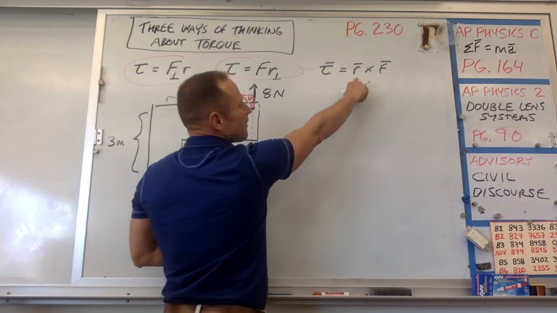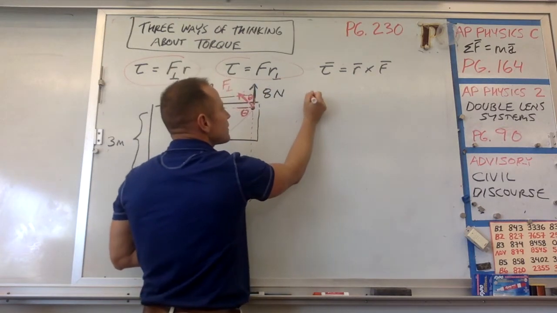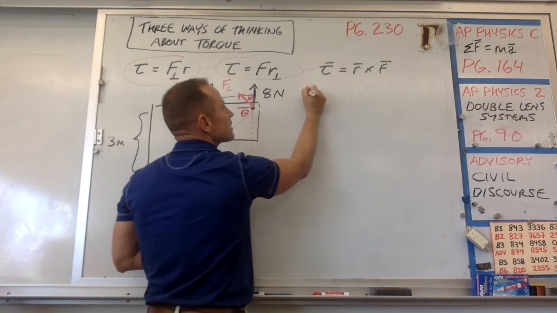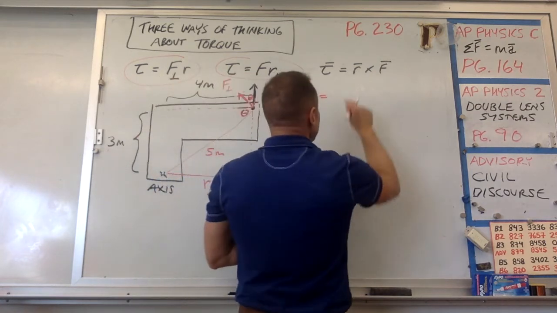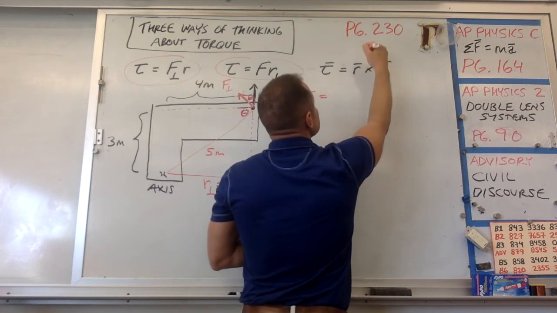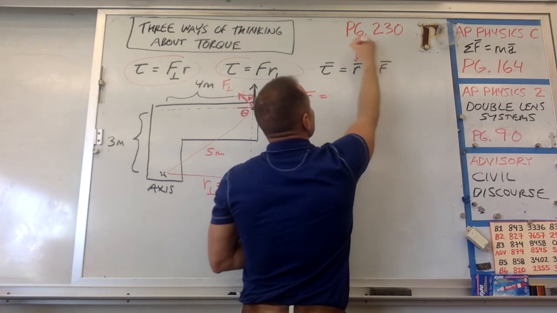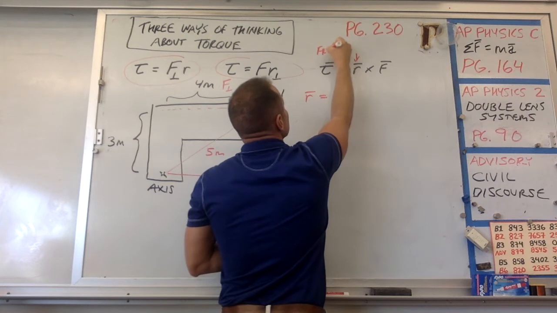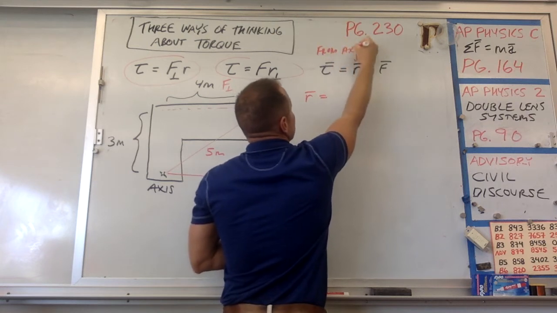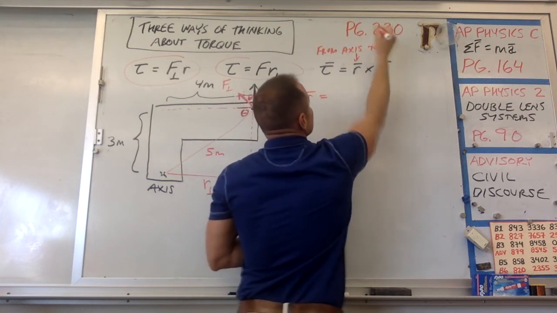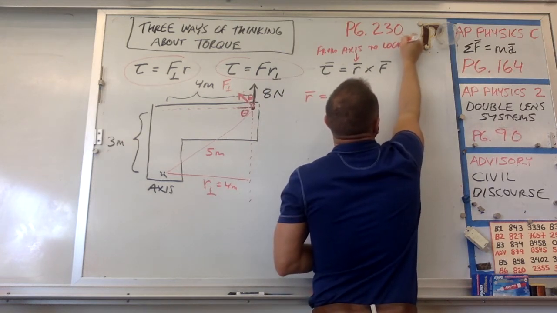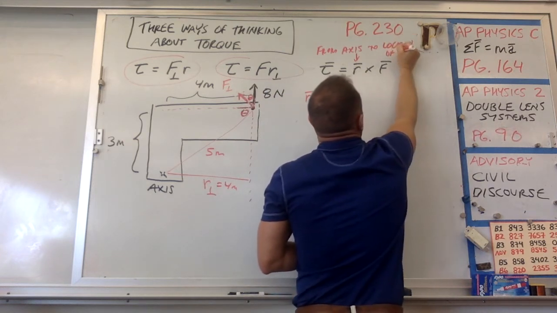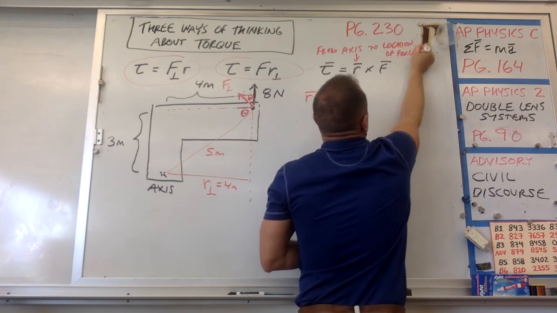So first, let's write down the 2 vectors. It says R cross F. So we better write down these 2 vectors. Here's the R vector. What this vector is, let's add the little note, it goes from the axis to the place where the force is applied. I'll say to the location of the force. Okay, so let's do that.